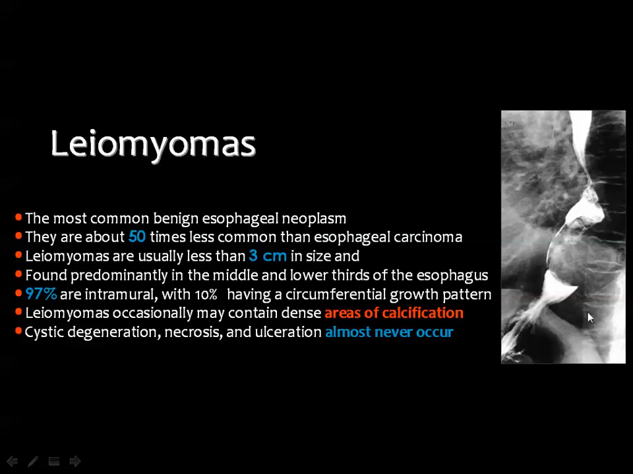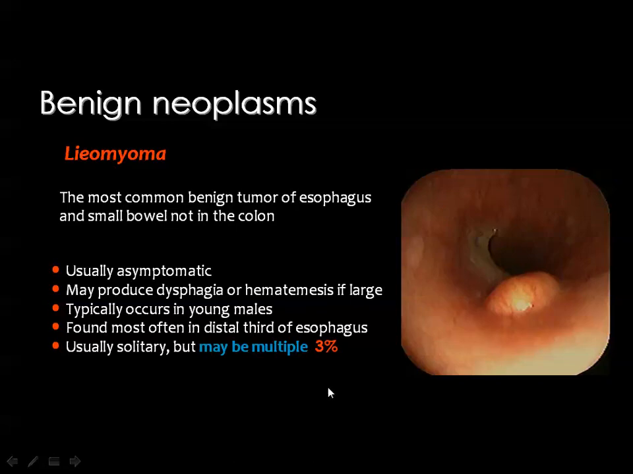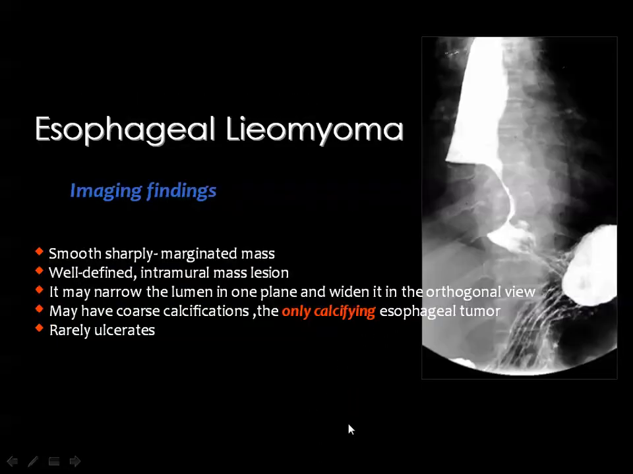with exophytic extension into the adjacent area. Leiomyomas may contain areas of calcium, and they do not usually show central necrosis or degenerative changes or ulcerations. Most leiomyomas may be asymptomatic. If they are large, they may cause dysphagia, and they are typically seen in young males, with the lesions usually solitary and maybe multiple in about 33% of cases.